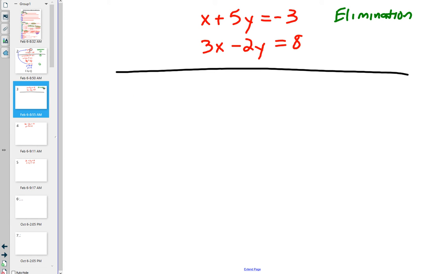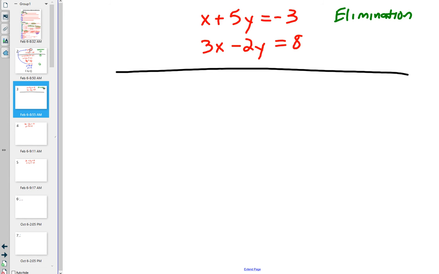Okay, we're not going to worry about signs at the very beginning, so don't worry about the fact that it's positive or negative. What's in front of the top y? A 5. What's in front of the bottom y? A 2. What is the least common multiple of 5 and 2? It is 10. If we're going to make the y's match, they're going to match at 10.